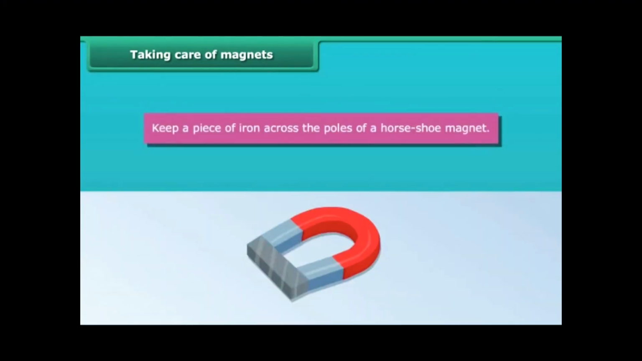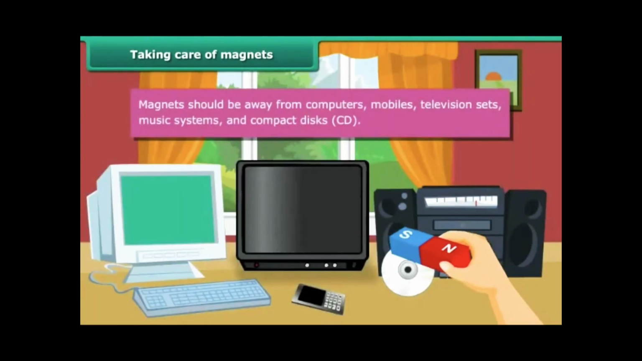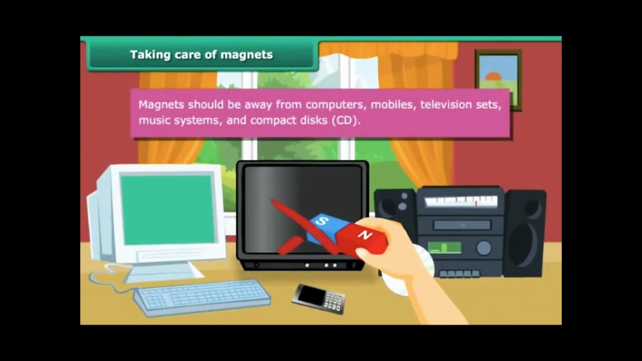Keep a piece of iron across the poles of a horseshoe magnet. Magnets should be away from computers, mobiles, television sets, music systems, and compact discs.